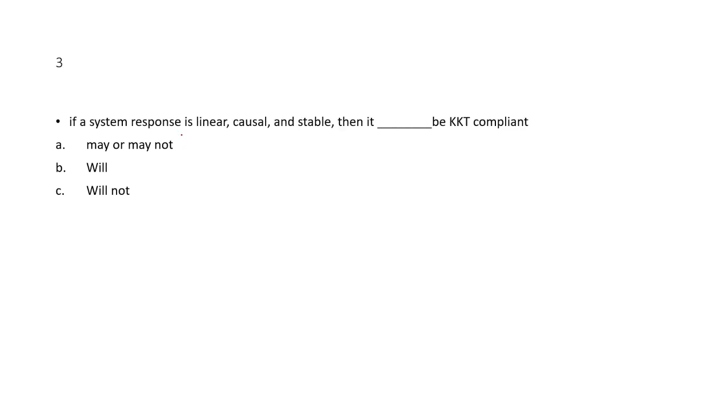If the system is linear, causal, stable, then it will be B. Yes. So basically, sometimes this question is kind of tricky, so don't get confused. If it comes vice versa, you should understand that the option changes. If it is KKT compliant, it may or may not be linear. But if I say it is linear, causal, stable, it is KKT compliant.